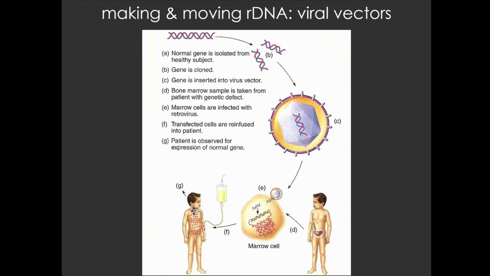So the normal gene is isolated from a healthy subject. That's our gene of interest. We make copies of that gene. We insert that gene into the viral vector.